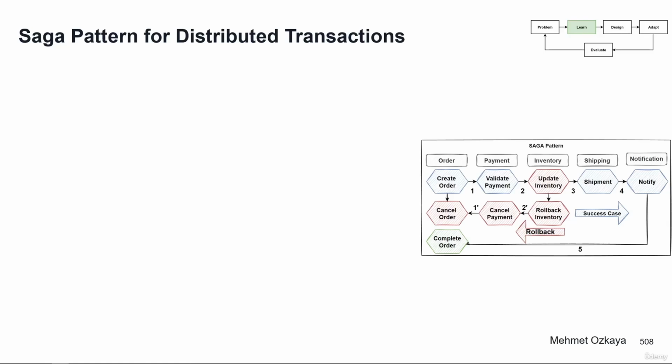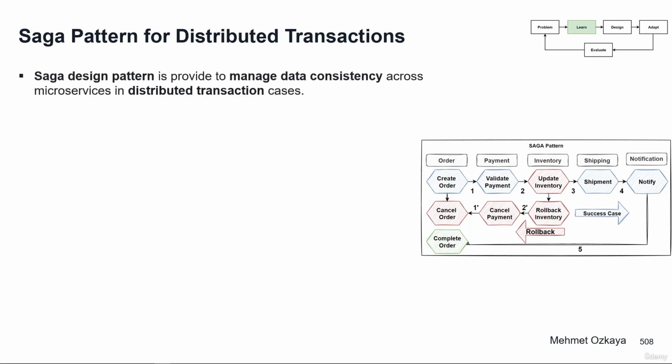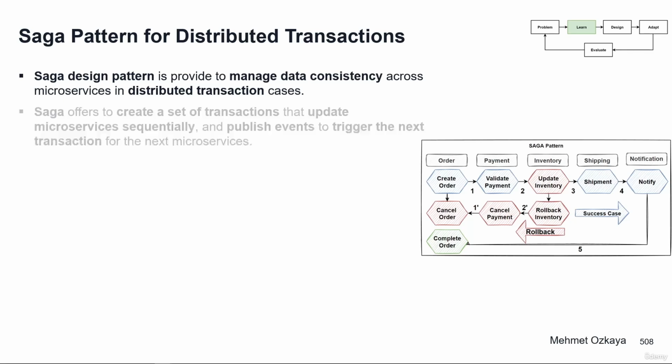In this video, we are going to learn the SAGA pattern for distributed transactions. The SAGA pattern is provided to manage data consistency across microservices in distributed transaction cases. Basically, the SAGA pattern offers to create a set of transactions that update microservices sequentially and publish events to trigger the next transaction for the next microservices.